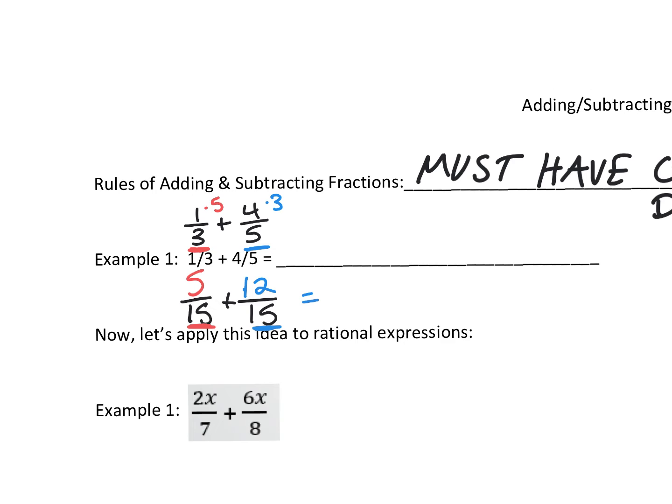And now we can just add straight across, but be careful on this, okay? When you add straight across, you keep that denominator. You do not do 15 plus 15. That is not how this works, okay? You keep the denominator, and then you add the tops. So 5 plus 12 would be 17. Can that simplify? 17 over 15? Nope. I'm not going to simplify. So that's it.